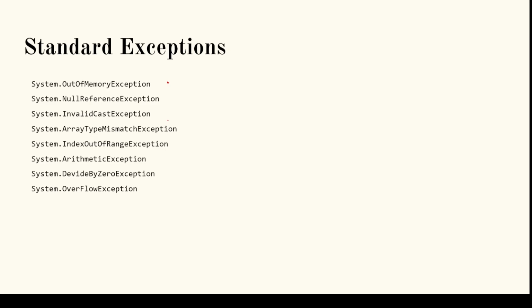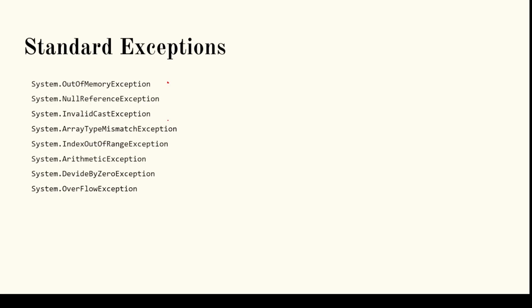Invalid cast exception. If we are trying to cast some data to a different data type and that data is not valid, that time we will receive the invalid cast exception. Array type mismatch exception. If we are trying to store something in an array that is not of the correct data type, that time we will receive the array type mismatch exception. Index out of range exception. If you are trying to access an index of an array that is not available, that time we will receive the index out of range exception.